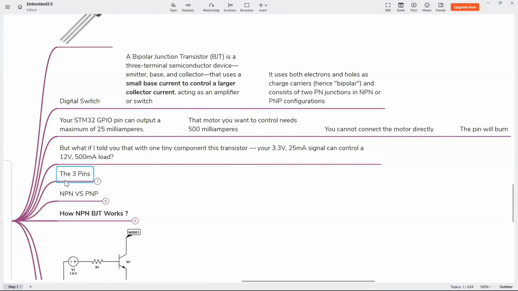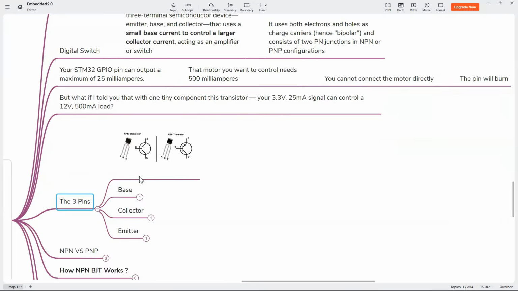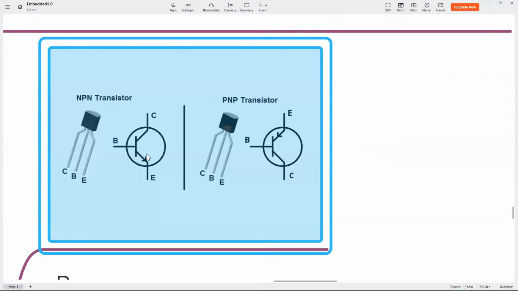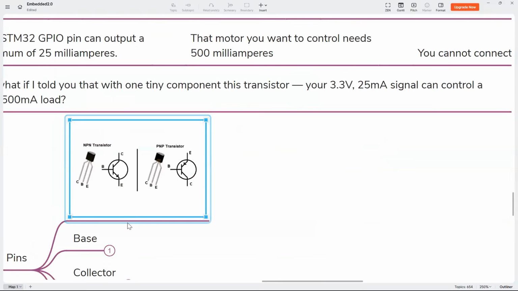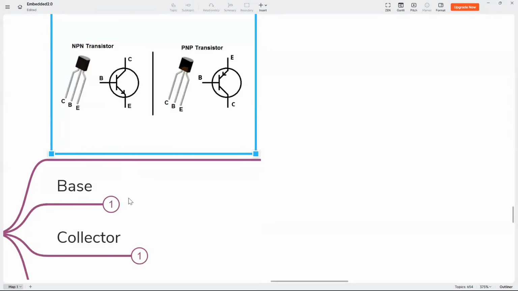Whenever you talk about this BJT, the transistor, there are going to be 3 pins: a base, a collector and an emitter. NPN, PNP, I'll talk about it very soon, but just remember: whenever the arrow is going outwards, it is an NPN transistor. Whenever the arrow is coming inside, it is a PNP transistor. So there are 3 pins: base, collector and emitter.